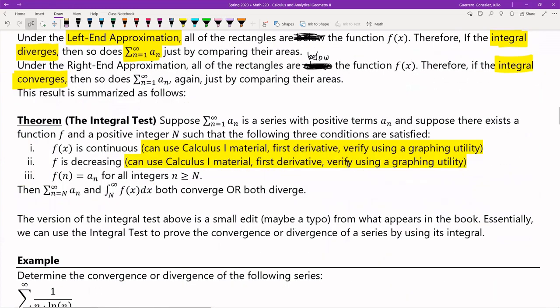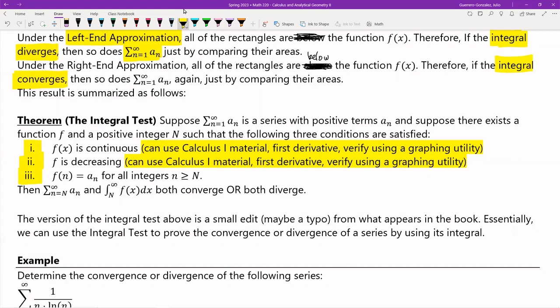Okay, so let me state the integral test out loud first, right? Suppose that you had a series with positive terms a sub n, right? And suppose there exists a function and a positive number n such that the following three conditions are met. Okay, f of x has to be continuous. f of x has to be decreasing, right? And each one of the a sub n terms is equivalent to the function when I plug in that n value, for all integers bigger than a specific n somewhere down the integer line, right?